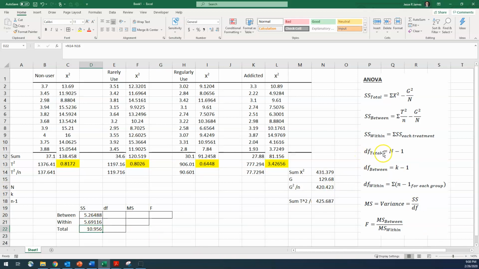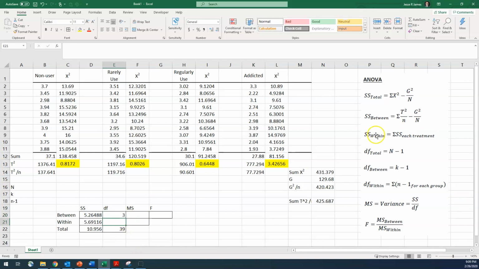Now we can compute the degrees of freedom. The degrees of freedom total is the total n. Remember, there's 10 in each group. There's 4 groups, so that's 40 minus 1. So I'm going to say that's 39 is the degrees of freedom total. And then the degrees of freedom between is k minus 1, k being the number of conditions. There are 4 conditions. Minus 1 is 3. So I'll just put that here as the degrees of freedom between.